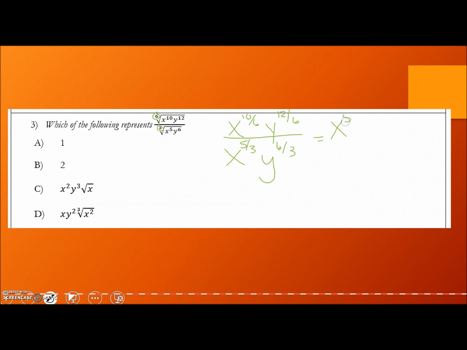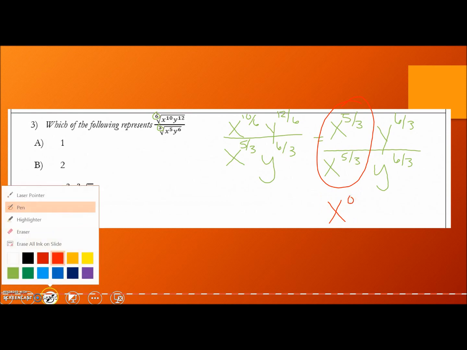So this x could reduce to 5 over 3. The y could reduce to 6 over 3. And I understand that can reduce even further. But as far as simplifying, if you get them all the same base, it's going to be a lot easier. So now they all have 3 on the bottom. So that means, if you notice, I can subtract my exponents because I'm dividing. So I can take these and subtract them, which 5/3 minus 5/3 is x to the 0.